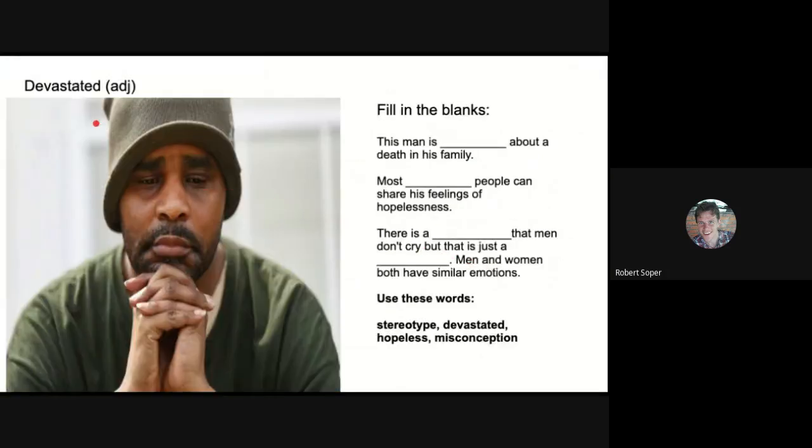So here we've got the word devastated. And devastated is an adjective. Take a minute to think about what this word means. Think about whether it's positive or if it's negative. What do you think? Yeah, devastated is a negative word. Why is it negative? What does it actually mean?